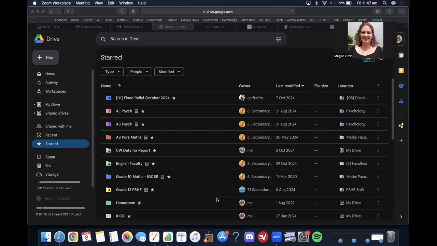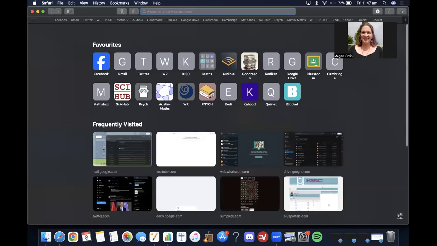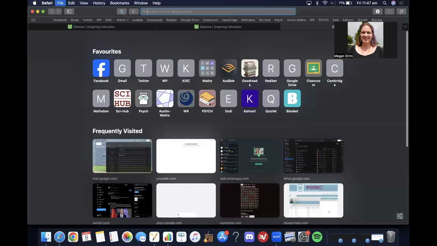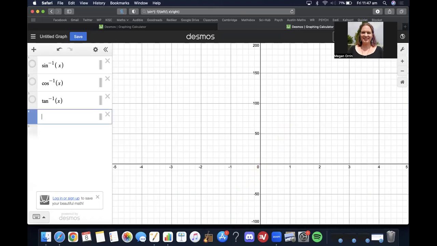Okay, I'll share my desktop and go to Desmos. Let's say that I had, what was my equation? Y equals, I can't even remember what it was. 3x plus 4 all over 2. Okay, so that's what it would look like.